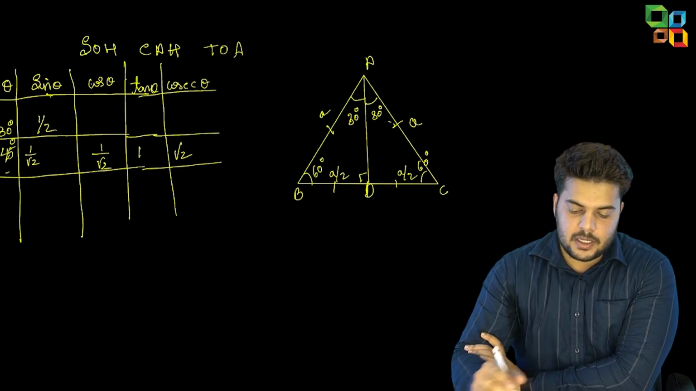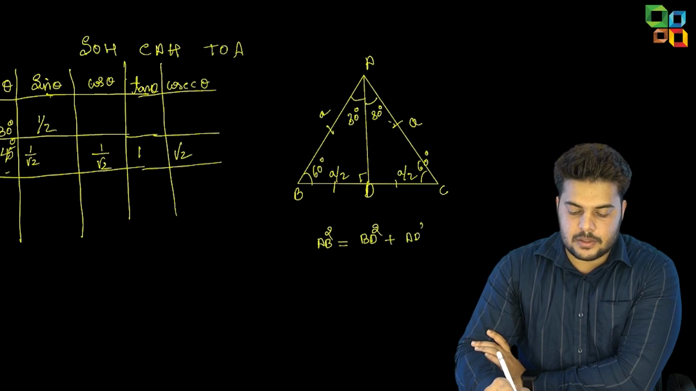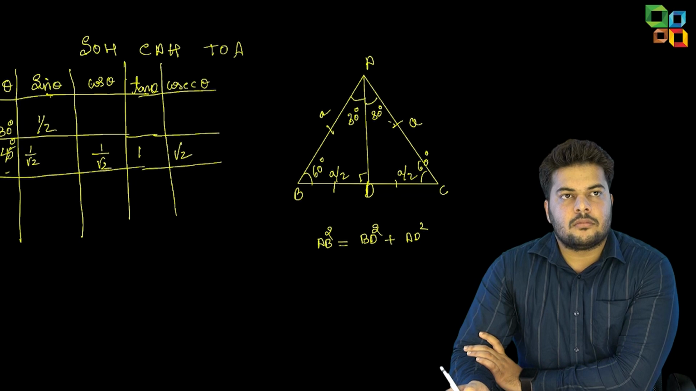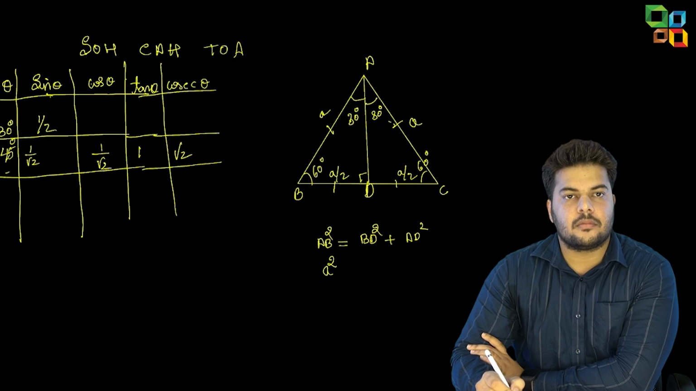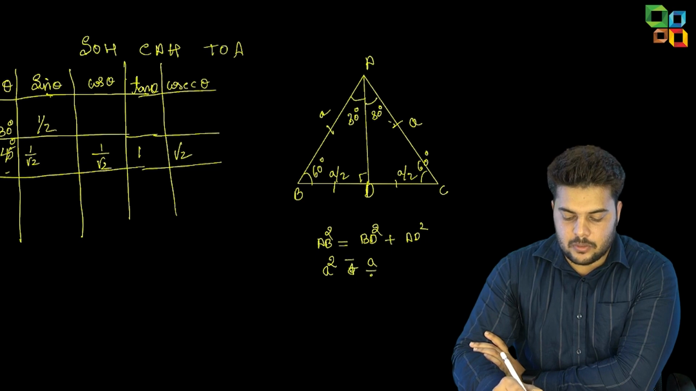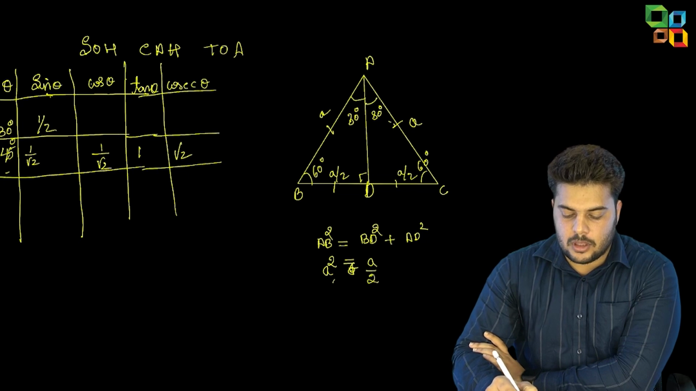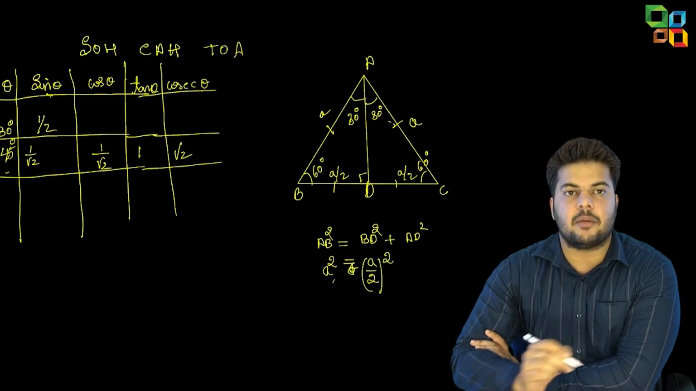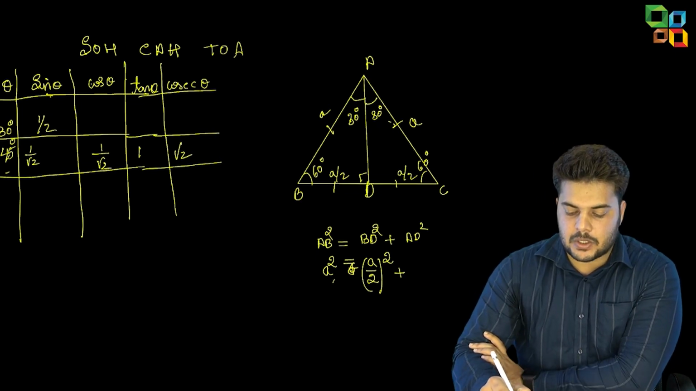The Pythagorean theorem states that AB square, the square on the hypotenuse, is equal to the sum of the squares on the other two sides. I know the hypotenuse here, A square. Sorry, not the plus sign. A square is equal to BD, which is A by 2, but I have to square that entire A by 2, so A by 2 the whole square plus AD square. What is AD square? Let's keep it as we have to find it.